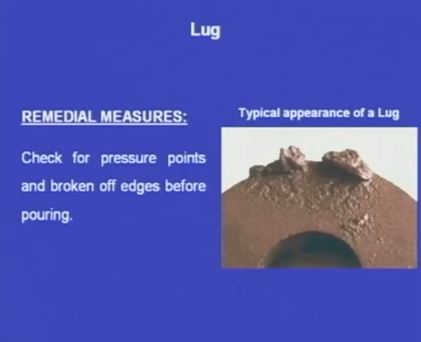Remedial measures: check for the pressure points and broken off edges before pouring. When we pour the molten metal, before that we have to check the cavity whether any breakage is there or not. If there is any breakage, then we have to repair that.